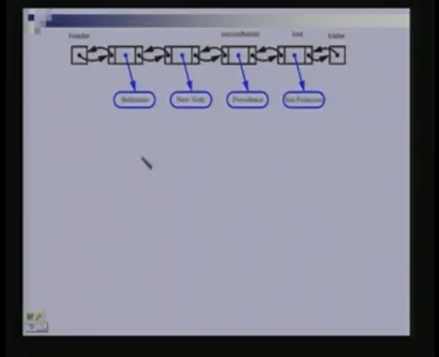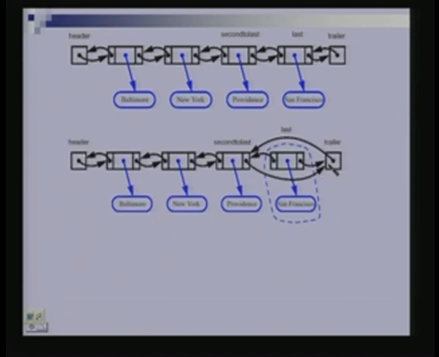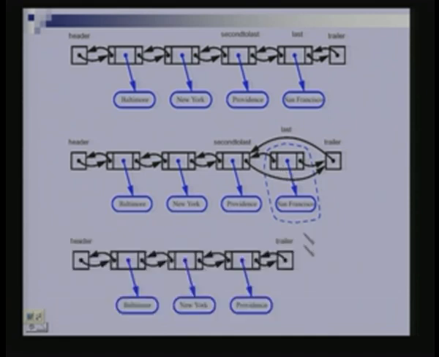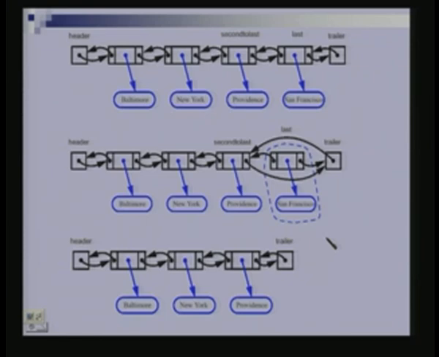So, here, for those who have not followed it. I have to delete San Francisco out of this list. All I have to do is make this pointer point to here, make this pointer point to here, and then this node is out. This becomes my new list. So, that was the only thing we could not do in a singly linked list. I have shown you how to do it here, and all the other operations can also be done in constant time.